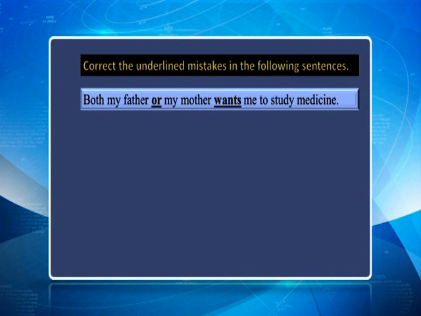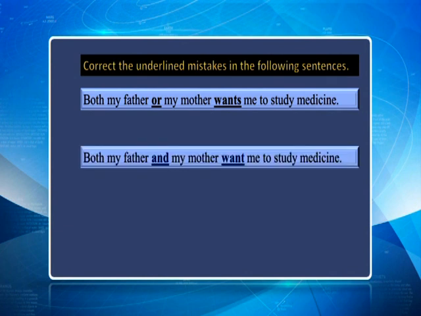And next example, both my father or my mother wants me to study medicine. Here we have both or. So which word goes with both? Both, so, and. So both my father and my mother wants. Wants is incorrect. With expressions like this, both my father and my mother, they refer to plural, not singular. So we will say, both my father and my mother want me to study medicine.